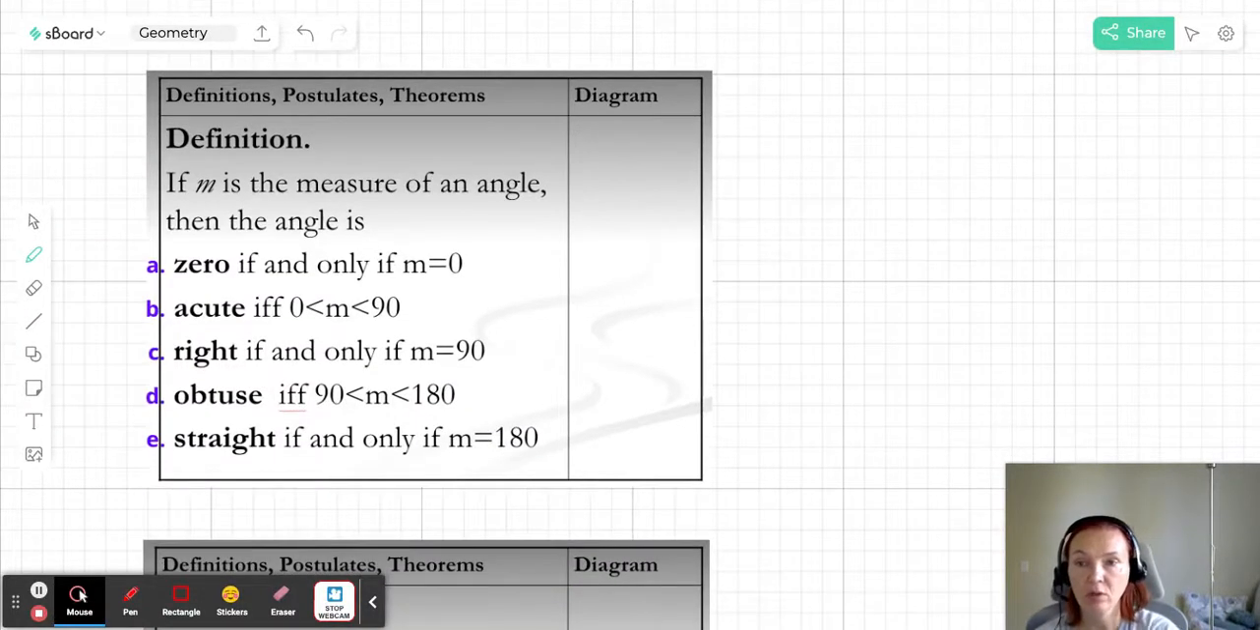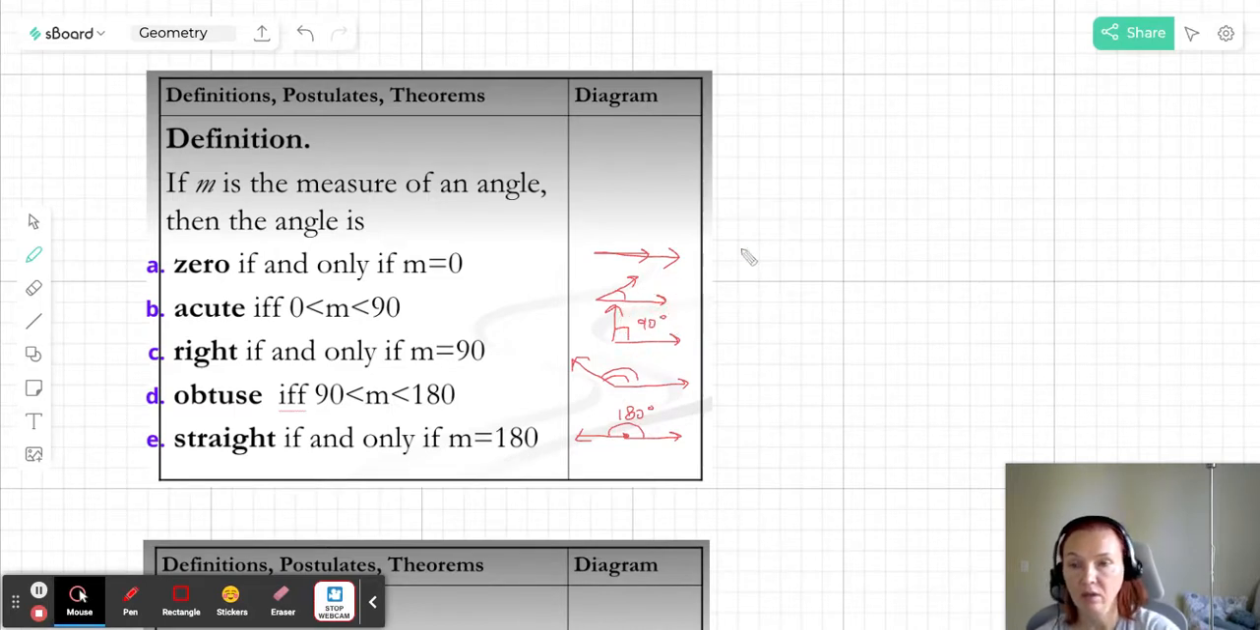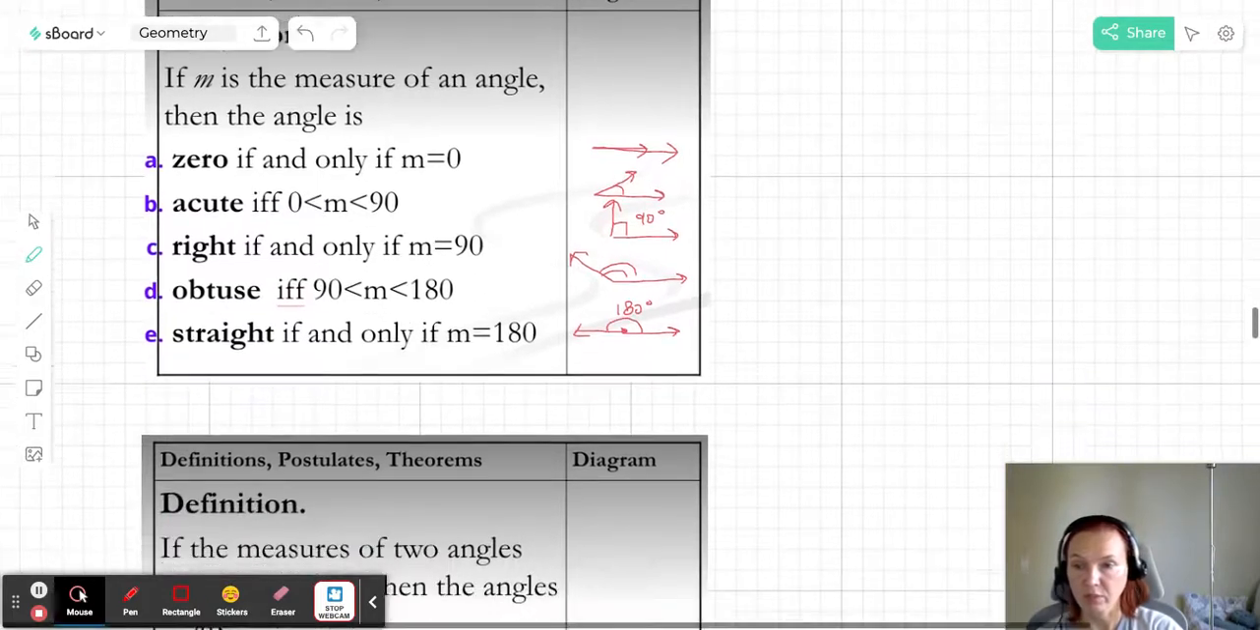A few definitions about special angles that you probably know from middle school. Zero angle. If M is the measure of an angle, then the angle is zero if and only if measure of angle M is 0 degrees. It is an acute angle if the measure of the angle is between 0 and 90. It is a right angle if the measure of the angle is precisely 90 degrees. Your angle is called obtuse if the measure of the angle is between 90 and 180. And finally, we have a straight angle if the measure of this angle is 180 degrees. So those definitions you probably know from middle school, as I mentioned.